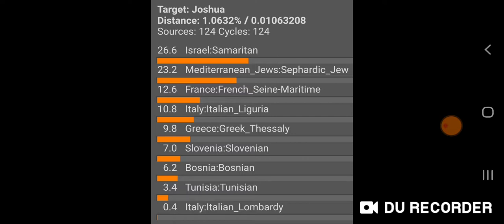I generally get, with the entire data sheet, my top population is always Samaritan, usually followed by Italian Lombardy. But this time we're using these countries with the Mediterranean coastline. Although, as you can see, France is a huge country, and French Seine Maritime is in northwestern France, so it's nowhere near the Mediterranean. But I wanted to use all the populations within that country, even if they're not close to the Mediterranean. So basically, just countries with a Mediterranean coastline plus Mediterranean Jews.